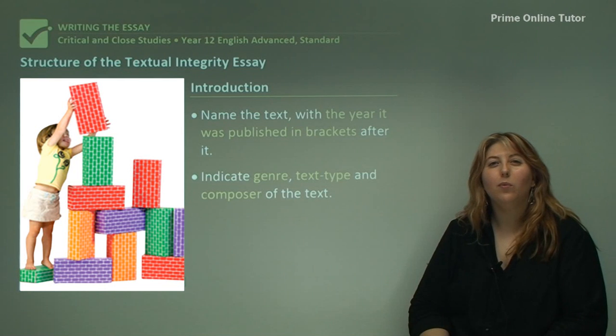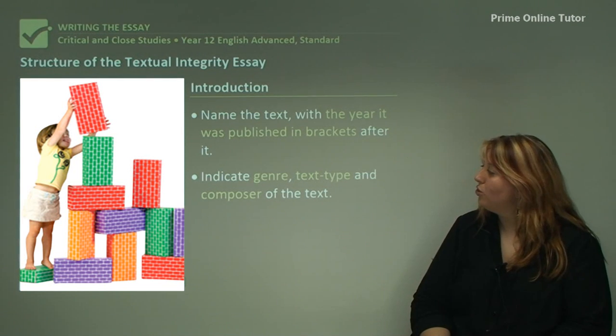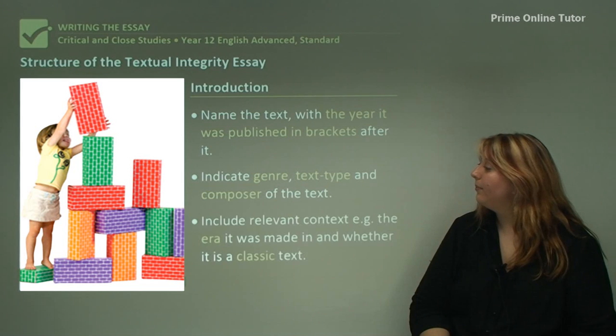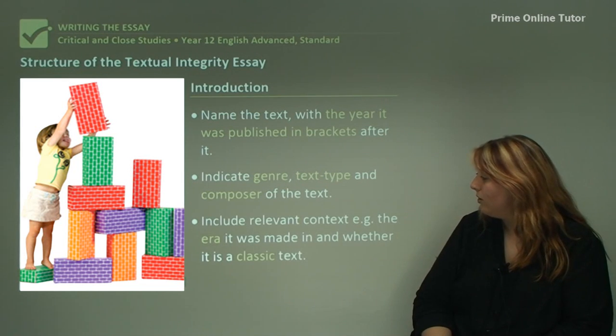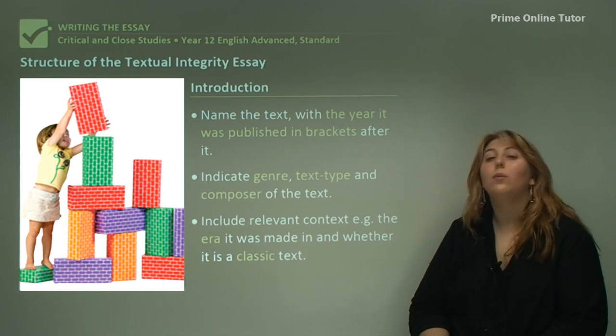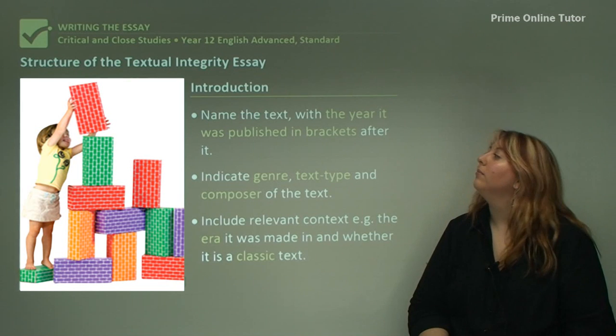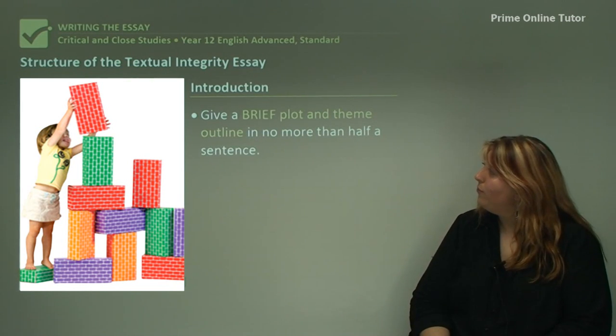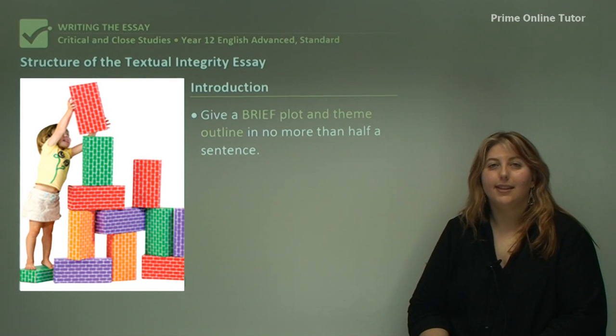Sometimes you want to be a little bit more emphatic about the genre, so you might give a little bit more detail about that than usual. Include relevant context, so the era it was made in and whether or not it's considered a classic text. Give a brief plot and theme outline in no more than half a sentence.